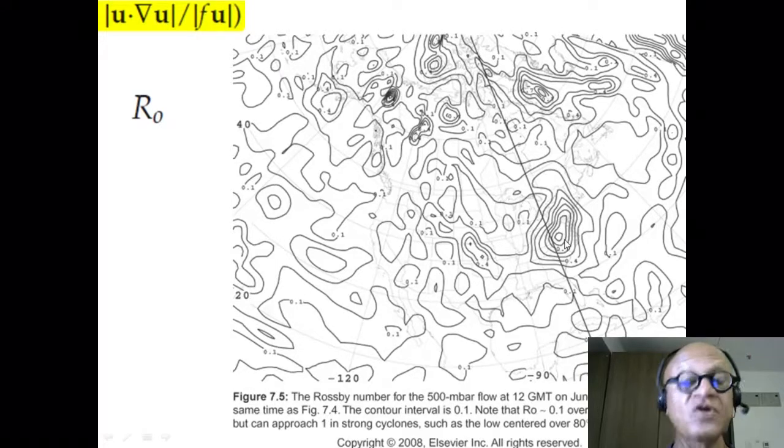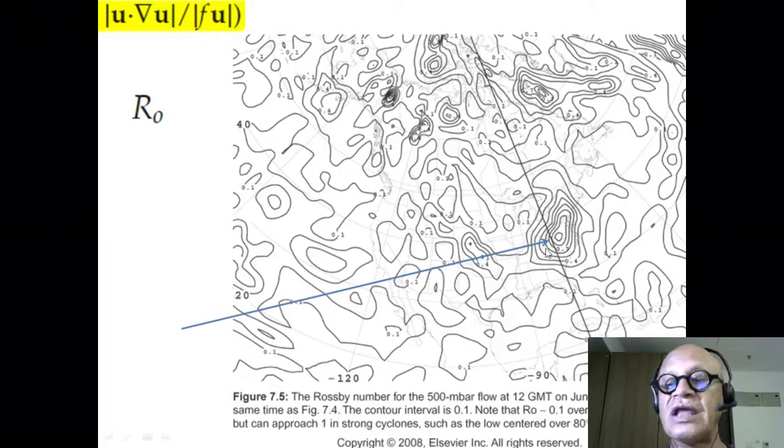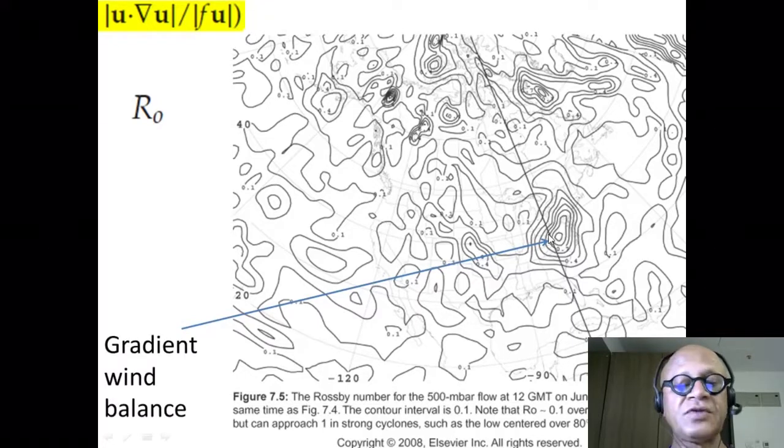Okay, then what does that mean? Obviously geostrophic flow is only valid for small Rossby numbers. In that case u dot grad u divided by fu is not small. f times u is not small. So the Rossby number has to be small for geostrophic balance, otherwise you're going to have other terms in the equation of motion that are going to be important, like at this point here. Here you get what is called gradient wind balance. We will see what that means.